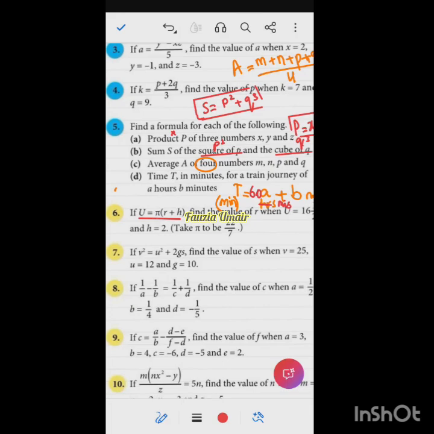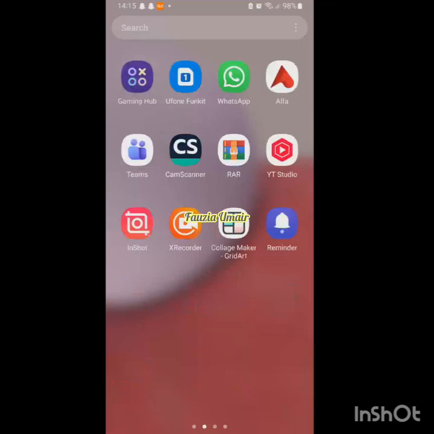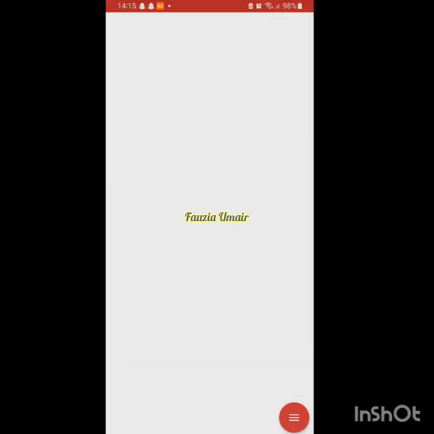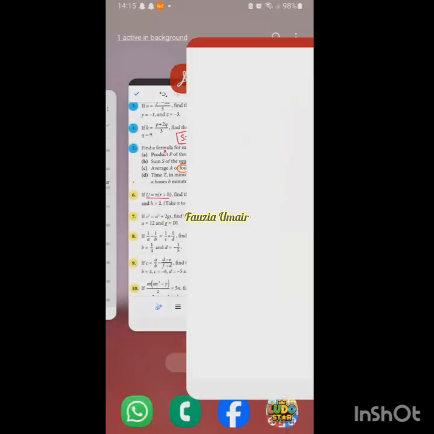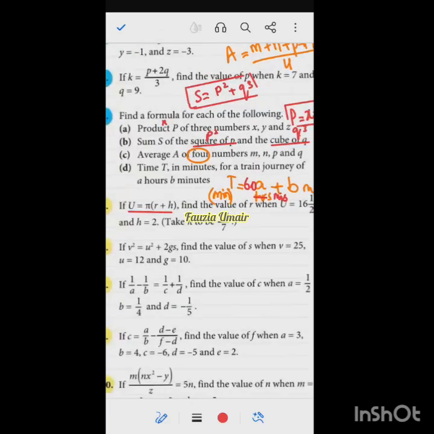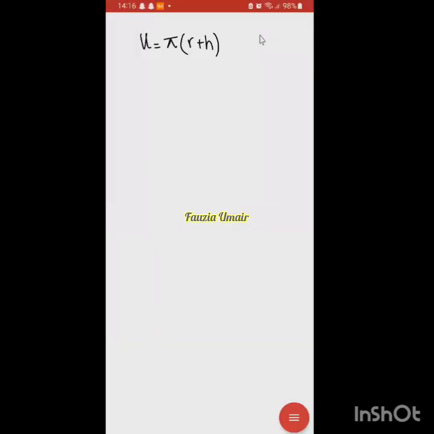So let me write it down on the whiteboard. Just give me a minute. So the equation is u is equal to pi into (r plus h). And we need to find out r when u is equal to 16 wholes 1 by 2, and h is 2. We need to find out r. Right? This is the question.